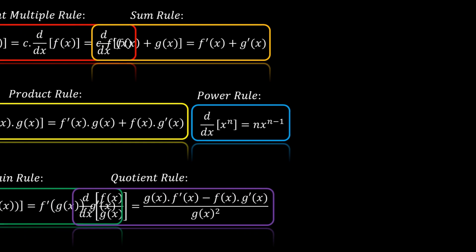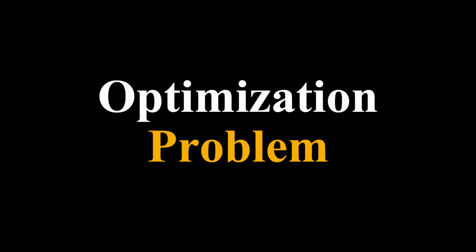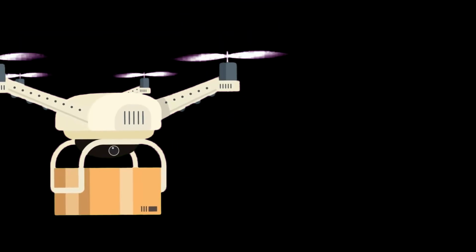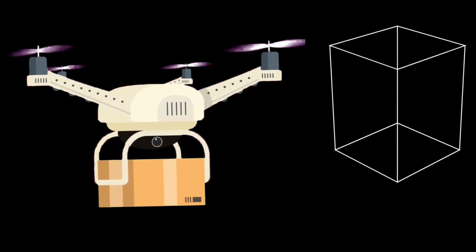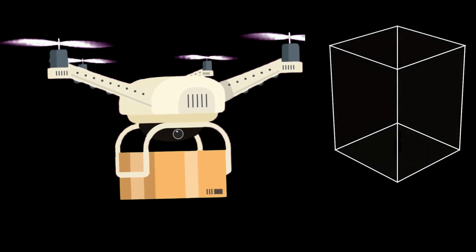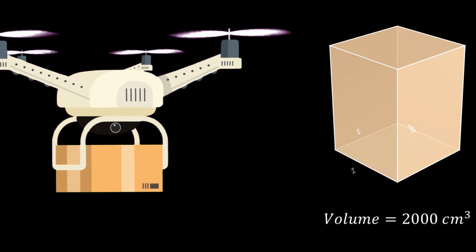Now, we know all the derivative rules. Let's take a look at all of them before we solve an optimization problem. Imagine you run a drone delivery service. You need to design a rectangular shipping box to deliver small items. The volume must be exactly 2,000 cubic centimeters.